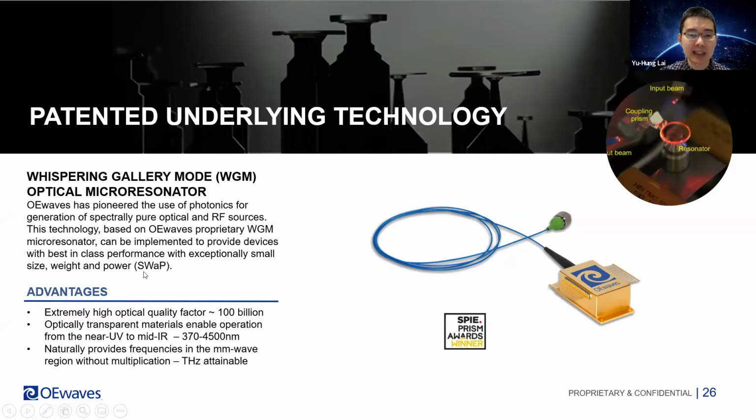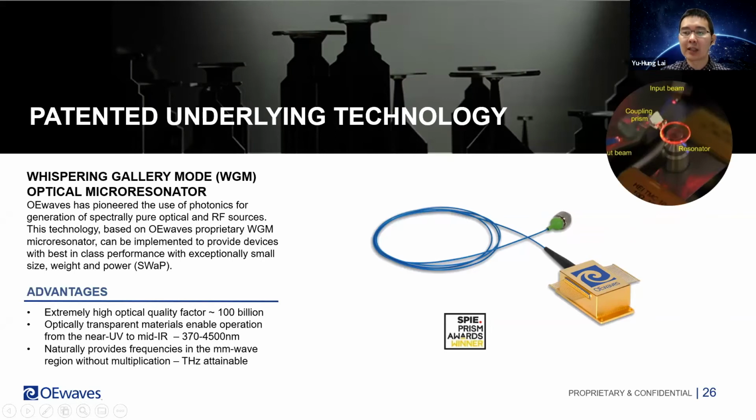That's small SWaP. Our resonator has an extremely high optical quality factor, around 100 billion Q. And the optically transparent material enables operation from near UV to mid IR, that is 370 to 4500 nanometers. It also provides frequency in the millimeter wave region without multiplication, so we can achieve the terahertz band easily. If you are interested in this kind of research domain, please feel free to contact us.